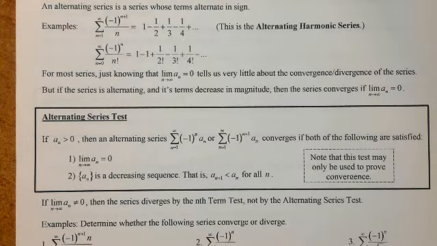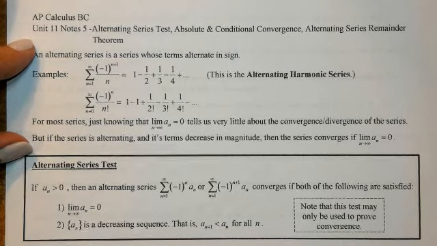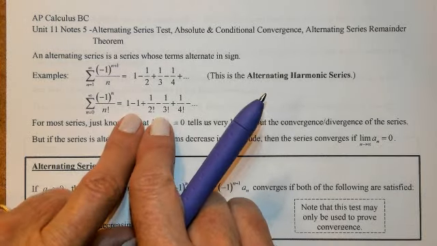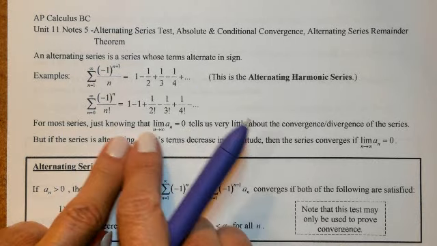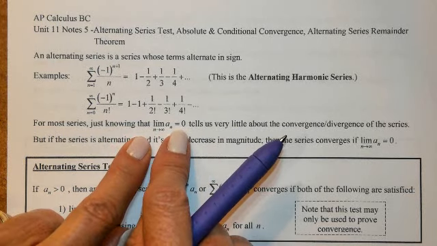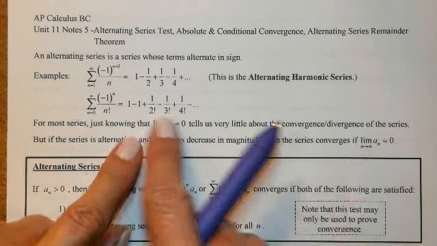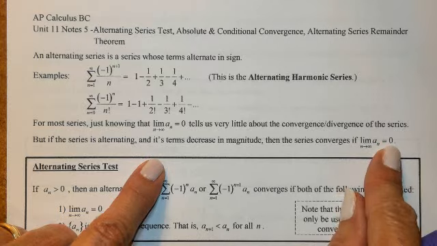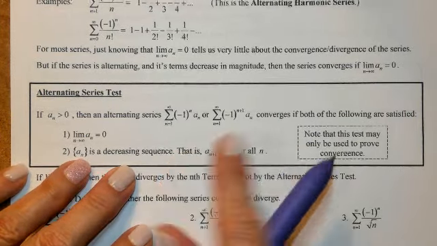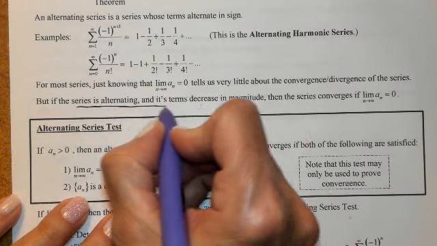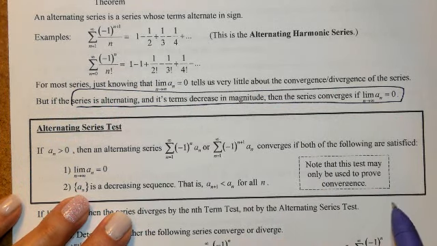All right. So that's what the first part of this little intro says. Okay? Usually if a series is not alternating, just knowing that the limit is 0 really doesn't tell us that much. But if your series is alternating and the terms are decreasing in magnitude to 0, then your series converges. That's the alternating series test. You can say it in words, or you can say it mathematically as a test. All right?